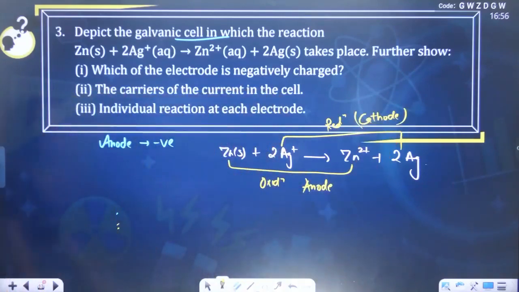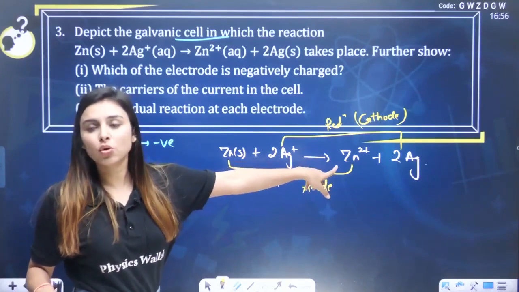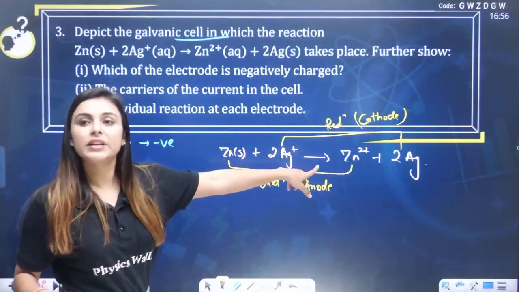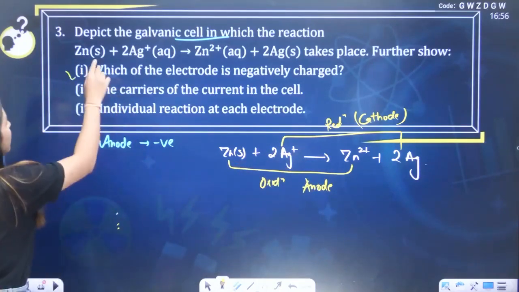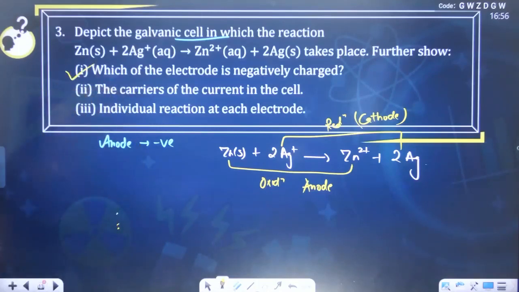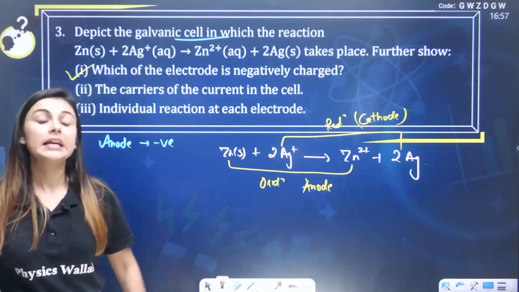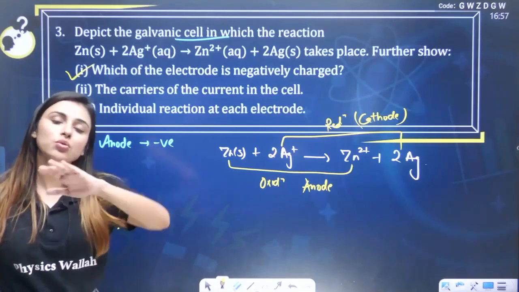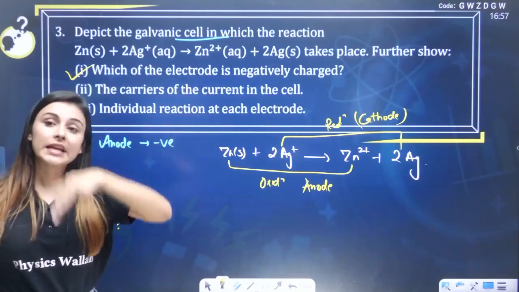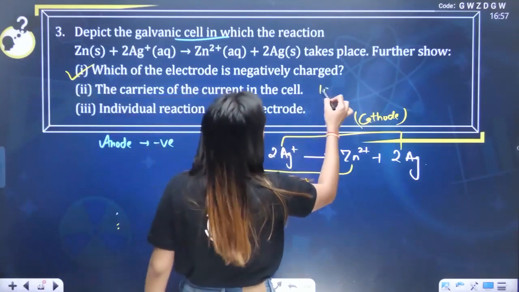I hope you're clear with this. Yes, ma'am. So now just check. My dear students, which is your anode and which is negatively charged? Ma'am, we know that zinc to zinc 2 plus is our anode and this is negatively charged. So you have given your first answer. Let's talk about the second. Second is the carriers of the current in the cell. You have to give the carriers of current in the cell. My dear students, it is not asking you the carriers outside the cell. In the cell, you have the carriers ions. So the answer would be ions.